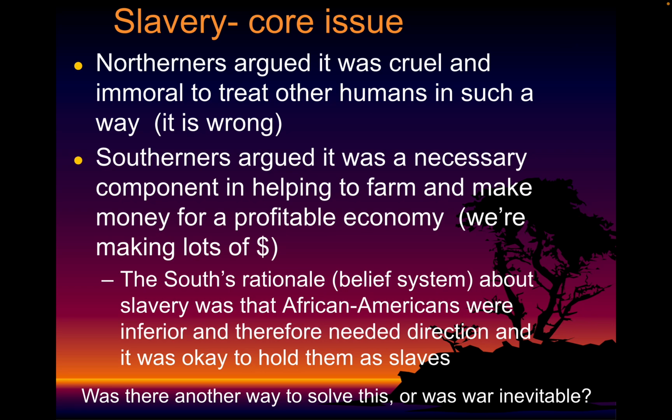The Southern perspective was, we're making lots of money, so we're not going to stop doing what we're doing, even if it is cruel. The South's rationale, their belief system about slavery, was that African Americans were inferior and therefore needed direction, and therefore it was okay to hold them as slaves. A lot of people would say that they were just trying to justify their own reasons for doing immoral things, but that was kind of what the South was trying to say.